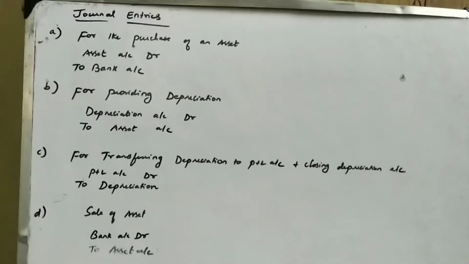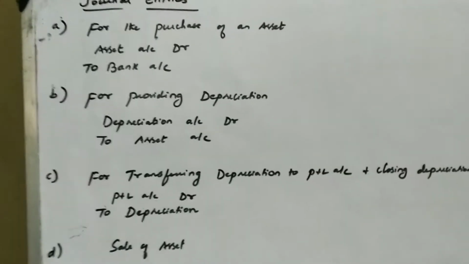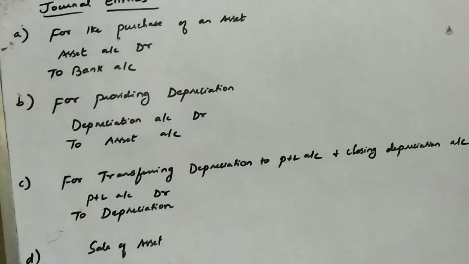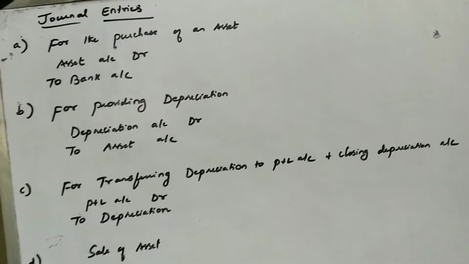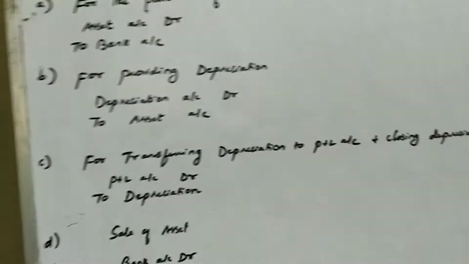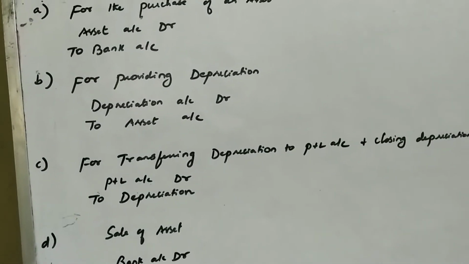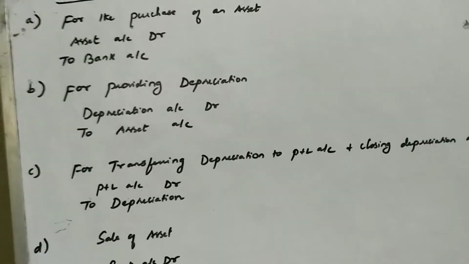So now we are going to see the journal entries. When we purchase an asset, the entry is asset account debtor to bank account. The second entry will be for providing depreciation: depreciation account debtor to asset account.